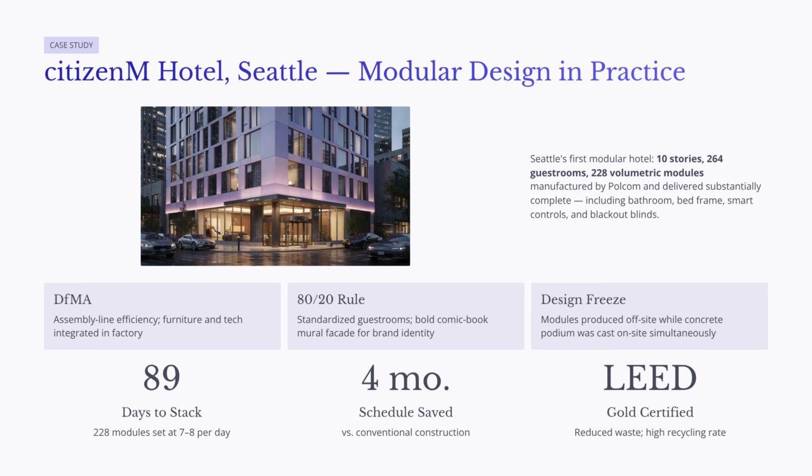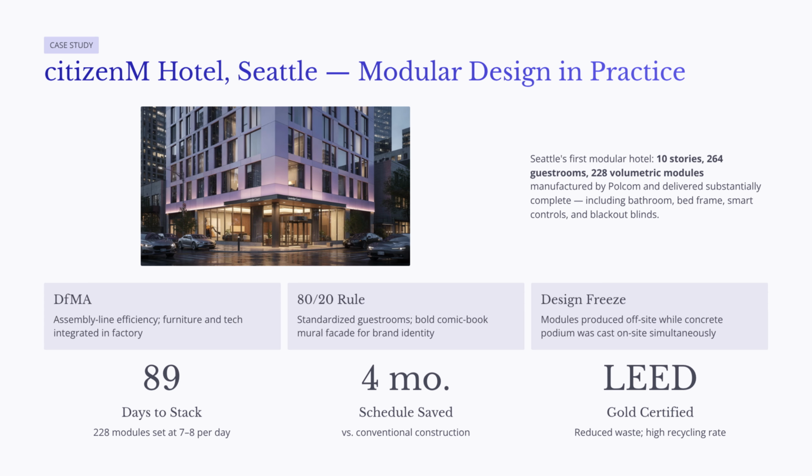Because the guest rooms were highly repeatable, the factory could integrate room construction, furniture, and technology installation into an efficient production process. It also demonstrates the 80-20 approach to standardization. The guest room modules were standardized to support factory efficiency, but the public areas and exterior facade were customized to create a distinctive hotel identity. The bold facade and public spaces helped the building avoid looking generic.